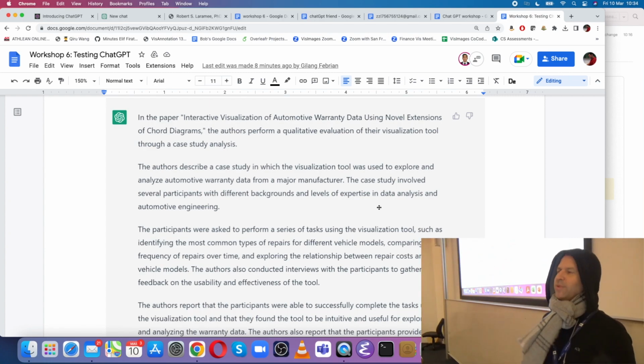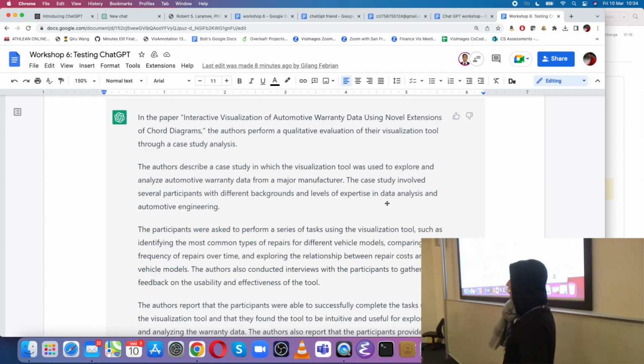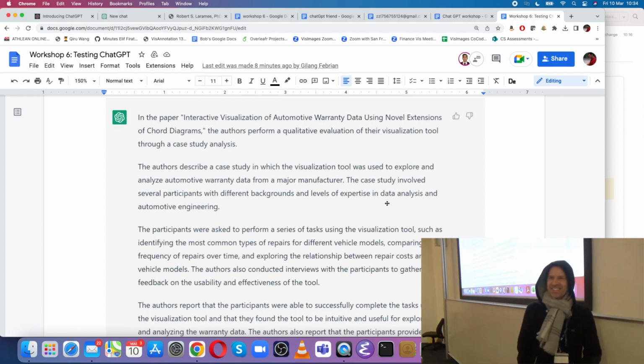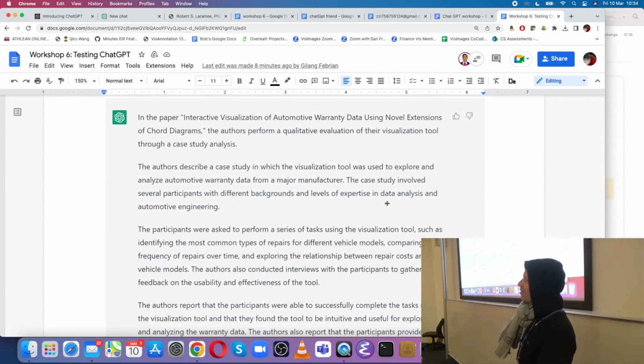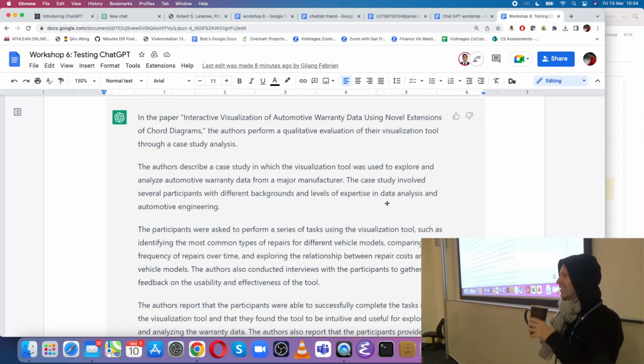So now when I'm grading Coursework 1, I will be looking for these kinds of errors, and knowing that these kinds of errors come from ChatGPT. So I'm getting educated too today. Yeah.